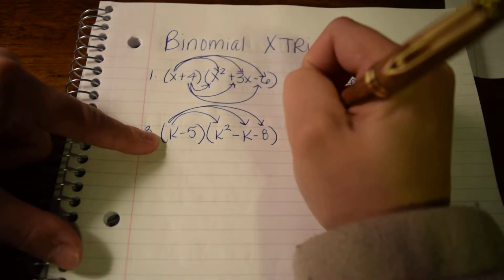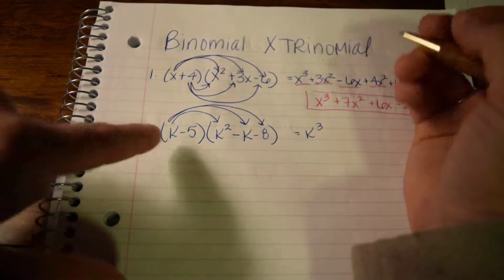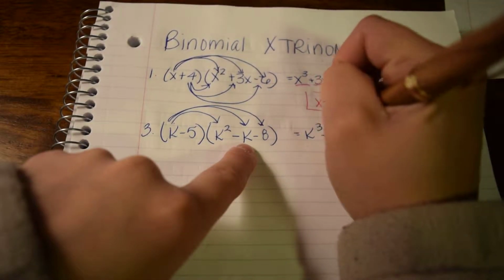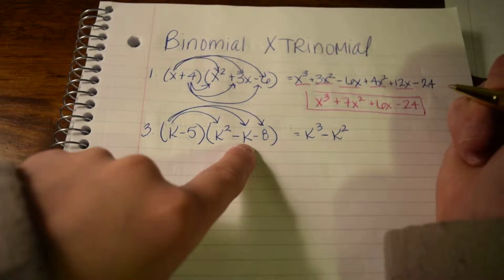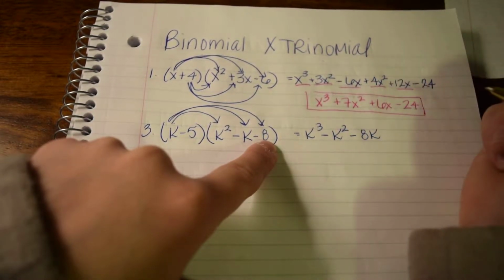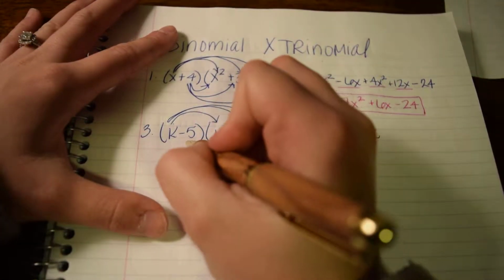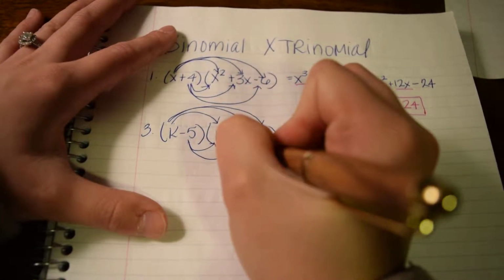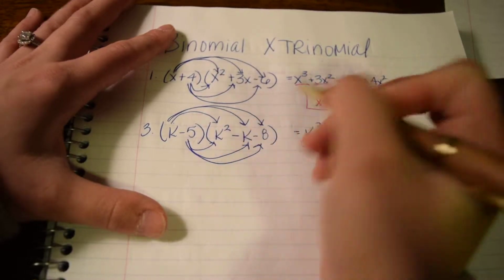K times k squared is k cubed. K times negative k is negative k squared. K times negative 8 is negative 8k. But we are not done. We have to do negative 5 times everything inside the trinomial.